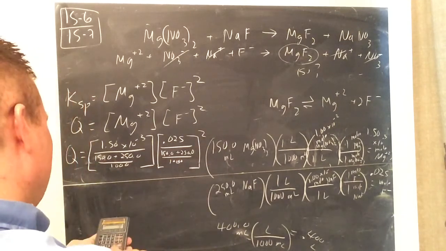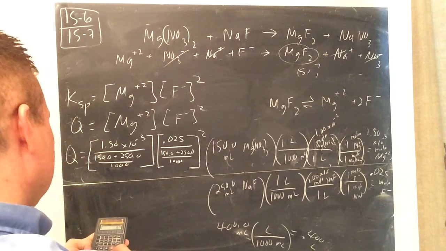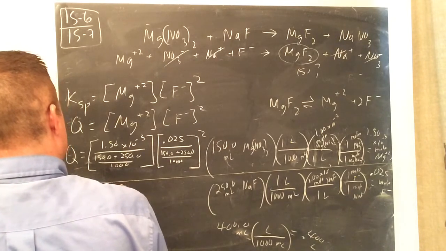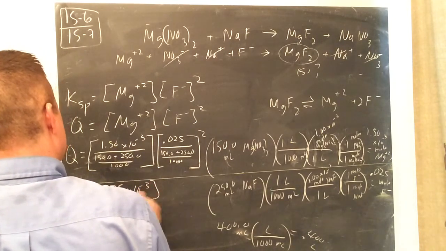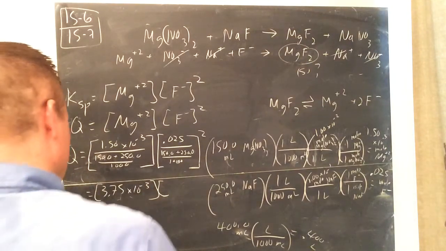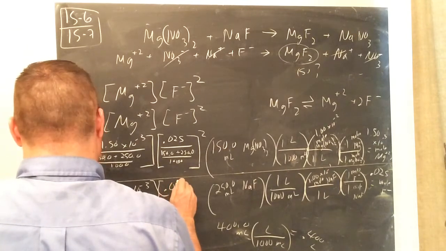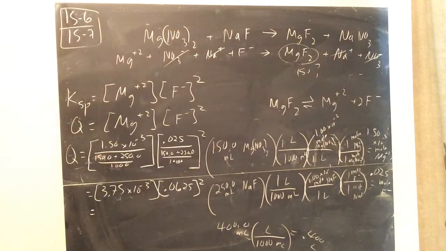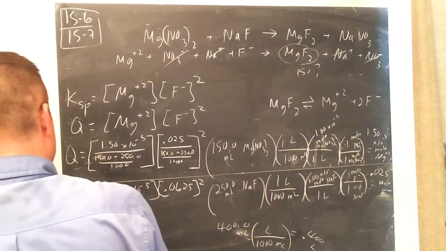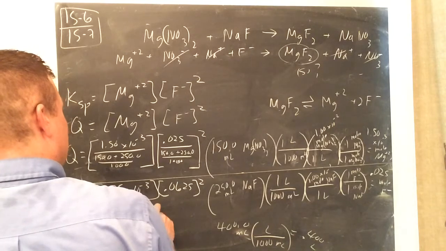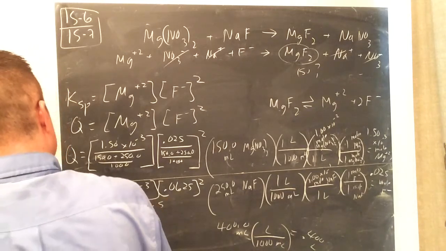Okay, so now we're going to calculate this. 1.50 × 10^-3 divided by 0.400 is 3.75 × 10^-3, times, I'm taking a step here, 0.625 squared. So I'm going to square that number times 3.75 × 10^-3, and I get 1.46 × 10^-5 is Q.